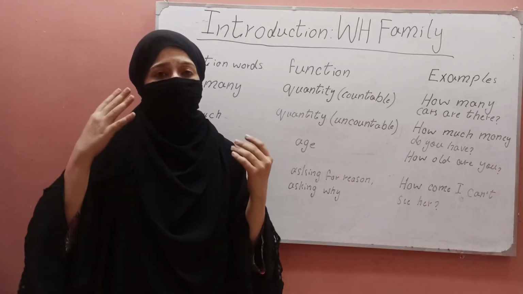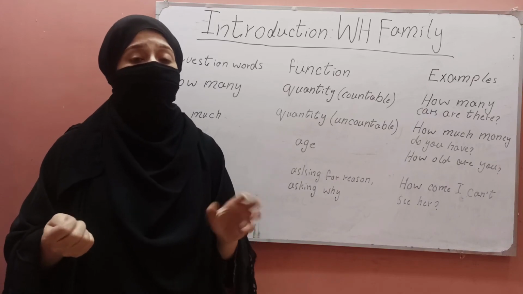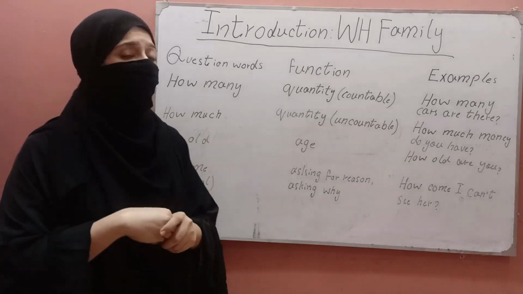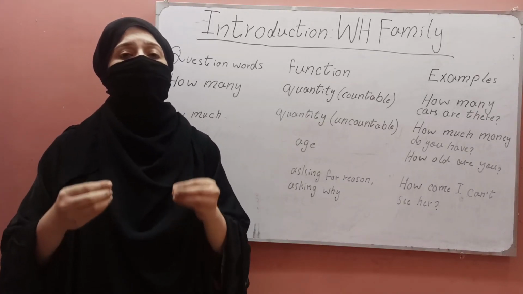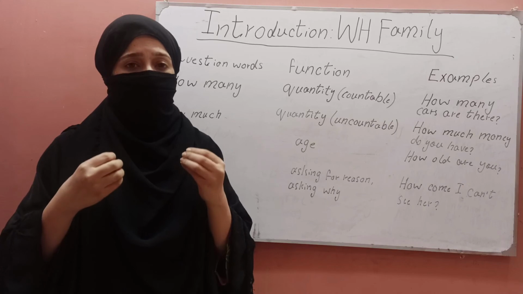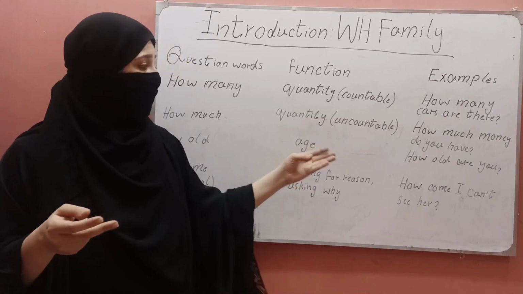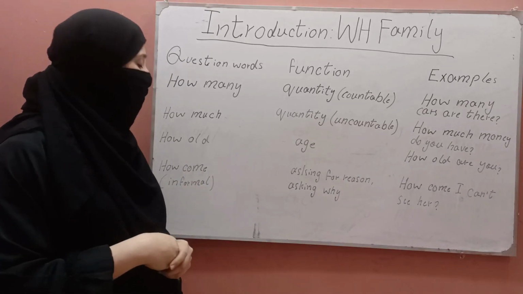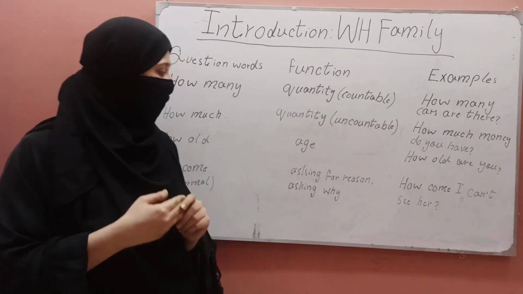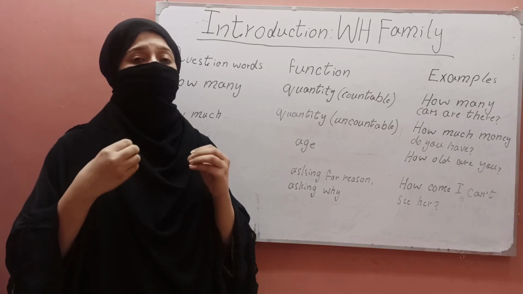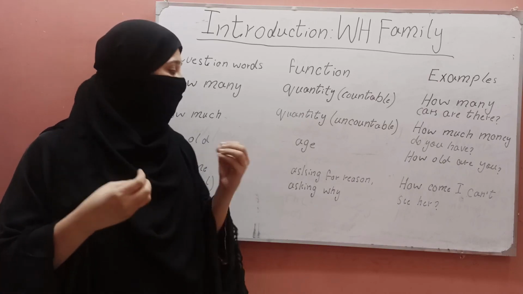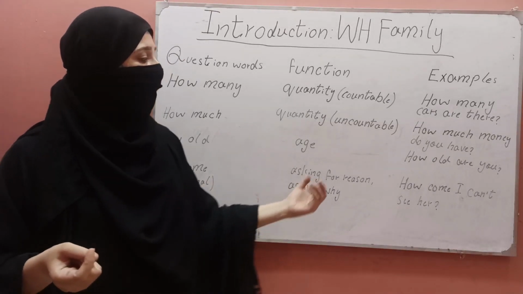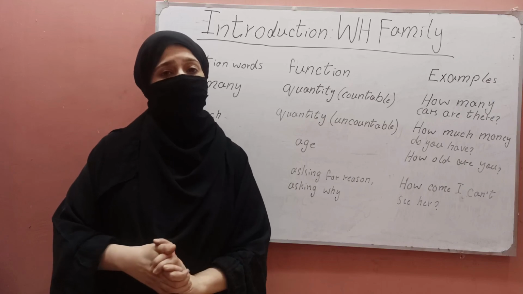We can use it for water or rice, the things which we cannot count, we use how much. And the other word is how old. Usually we use how old when we ask about a person's age. The example is, how old are you? And the last one is how come. It is informal. It is used for asking the reason, or asking why something happened. Then we use the word how come, but it is informal. And the example is, how come I can't see her?